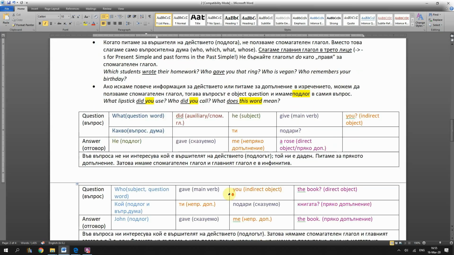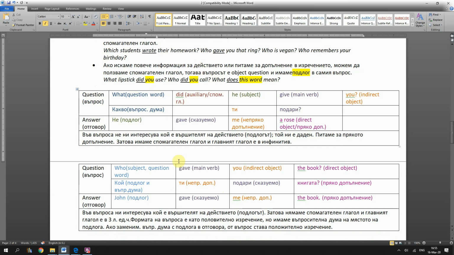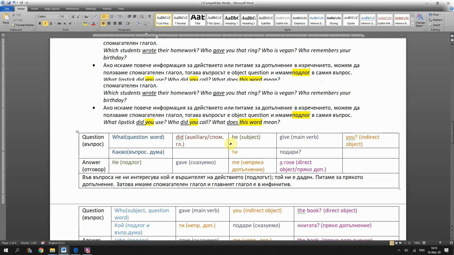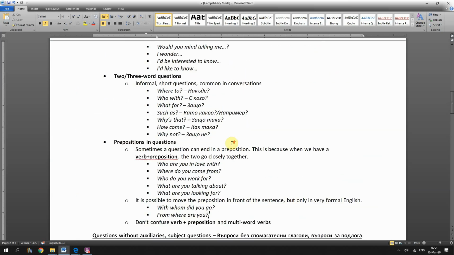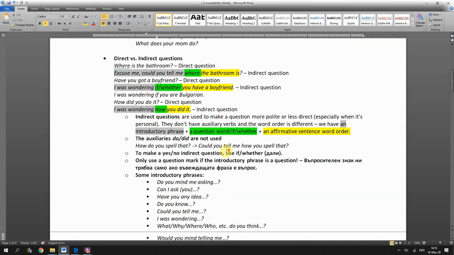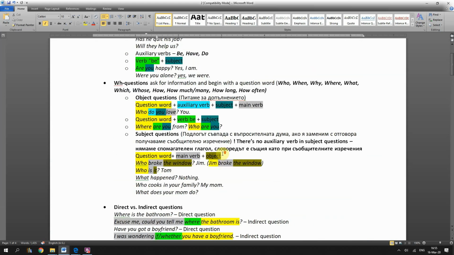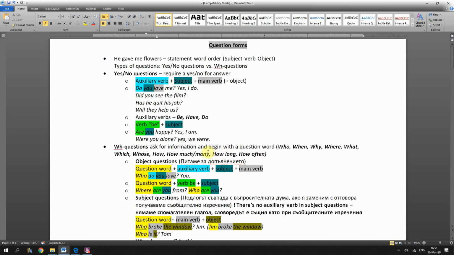Now here in the file you will see a table with more information about subject and object questions if you need to. So that's the type of questions that we have studied up until now, as well as the new information. Now we're going to do some exercises with them, and we'll see what questions might arise.